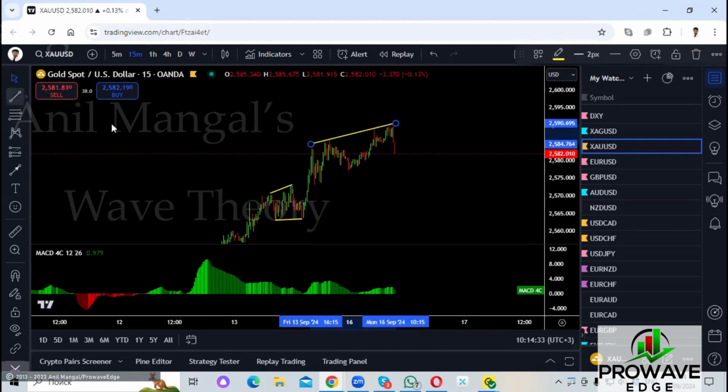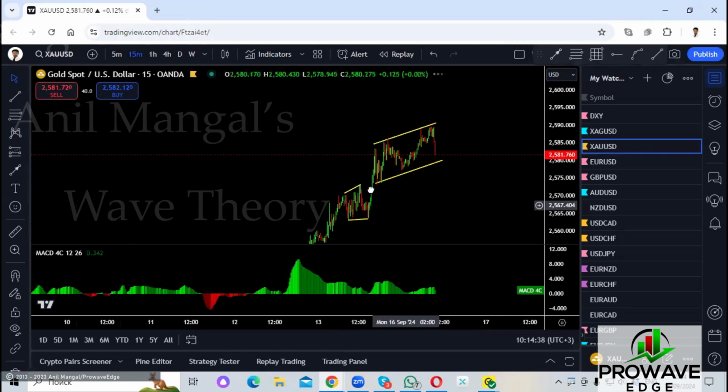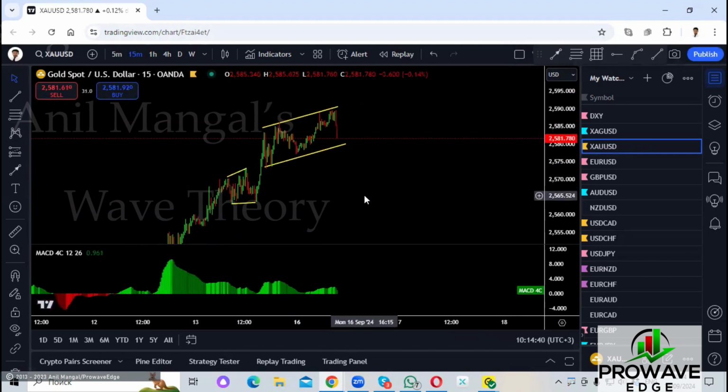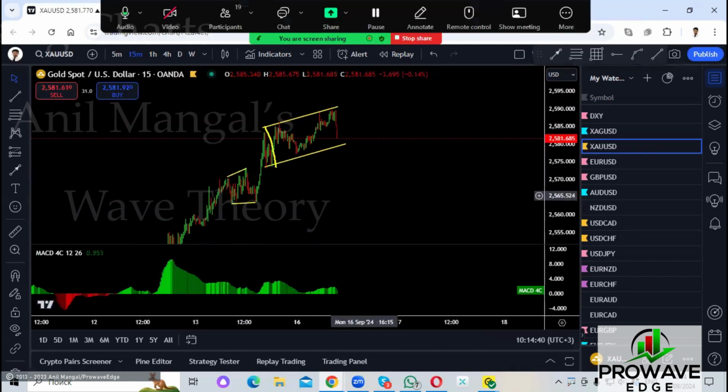All right, so my assumption is we're making some kind of a running flat here. We can look at this because we've got a sharp move down here. We've got a move up, we've got a consolidation, we've got a move up, and we're pulling back. So should this go within this range, I think we can look for a buy setup.